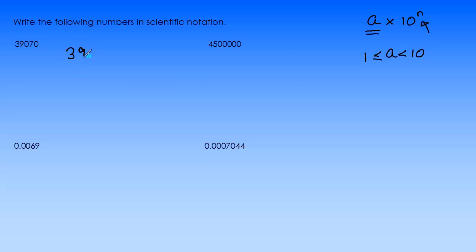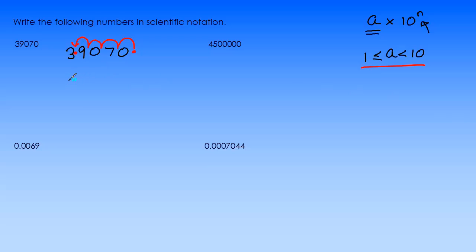Well, here we have 39070. If we think about this number, the decimal point is currently just here. If we want the a part of our number to be in this range, the decimal point needs to be just here. In order to get it there, we have to go 1, 2, 3, 4 decimal places.